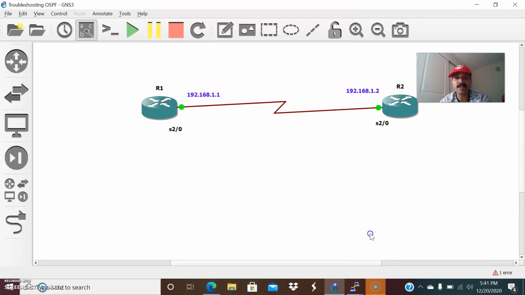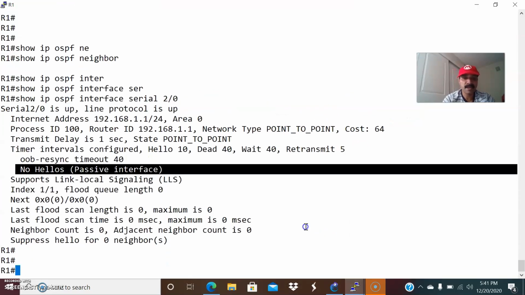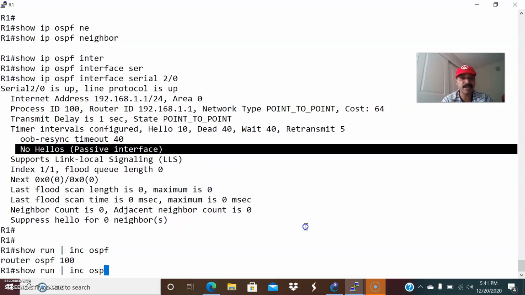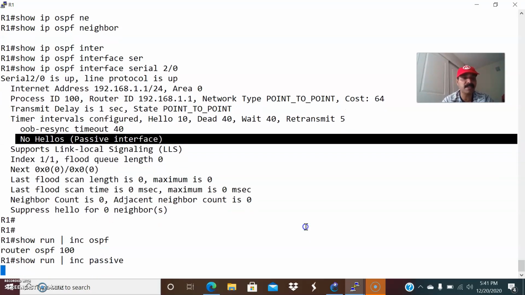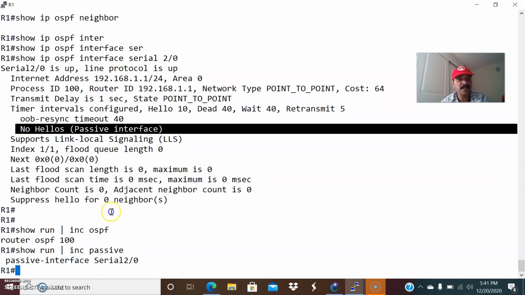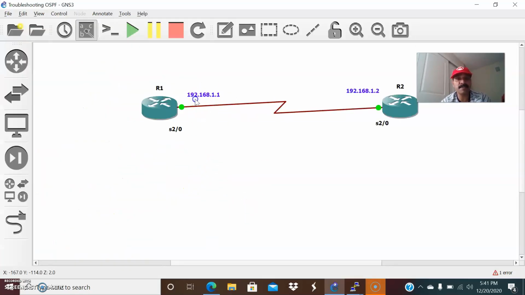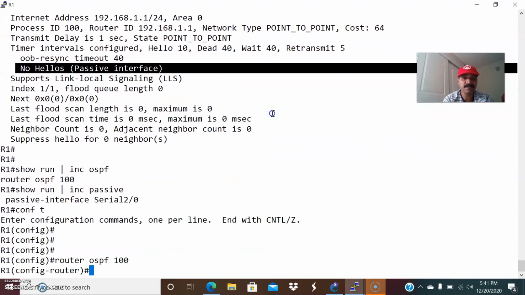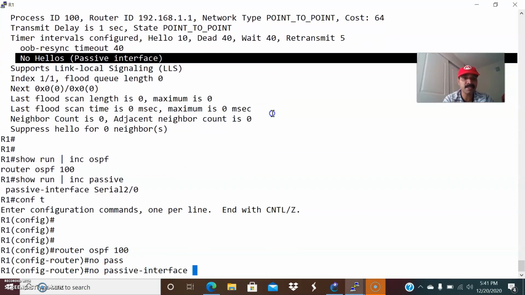So how to remove that? Let us go to R1 and check show run include OSPF. So I have configured OSPF 100, and let us check whether we have configured any passive interface. So that's the thing you are seeing, right? Passive interface. Yes, I have configured R1 with passive interface serial 2/0. So this will stop the hellos from being sent or received on an interface. That is the reason it is breaking the neighbor relationship between R1 and R2. So what we can do, go to configuration mode, router OSPF 100, no passive interface, serial.